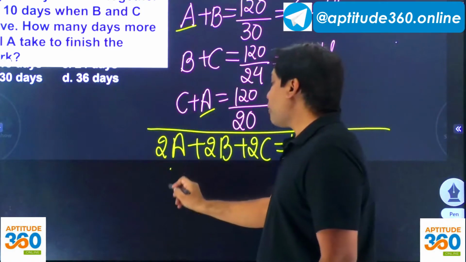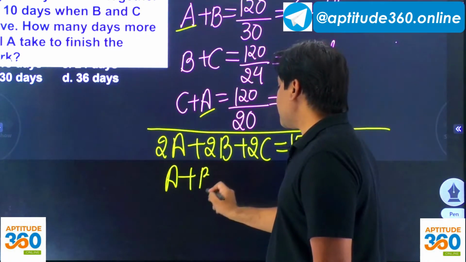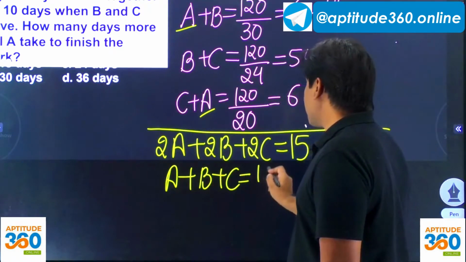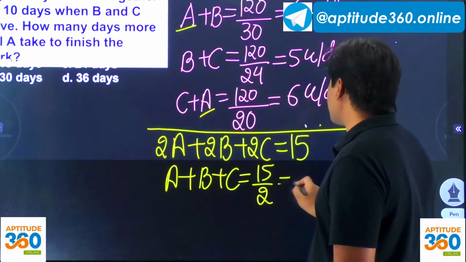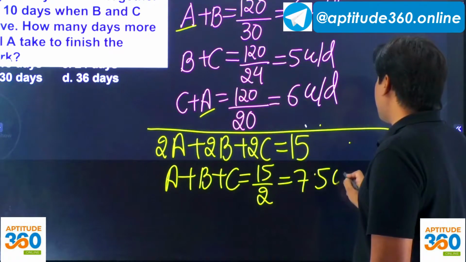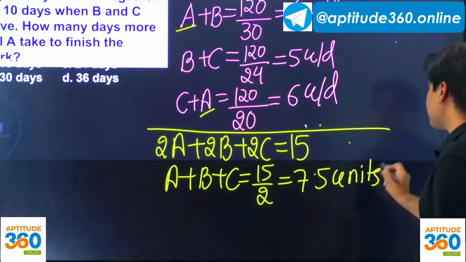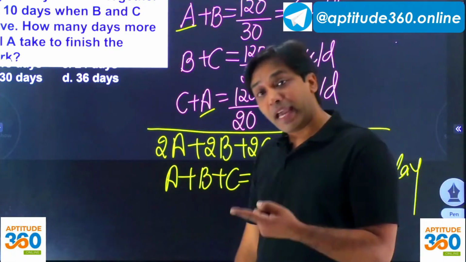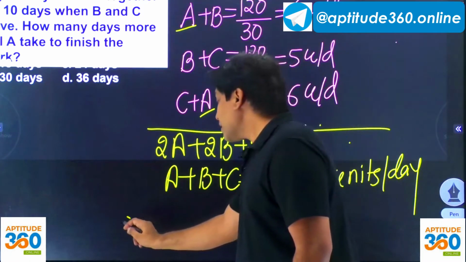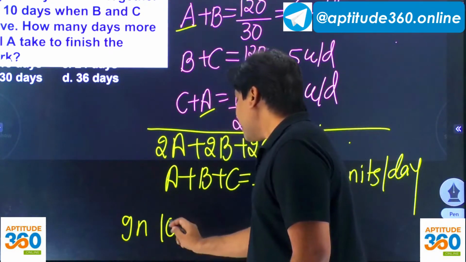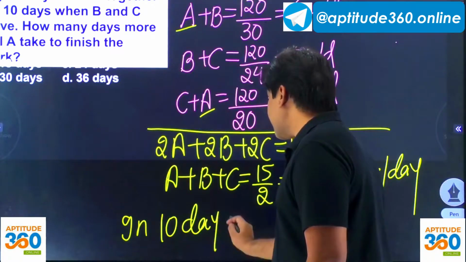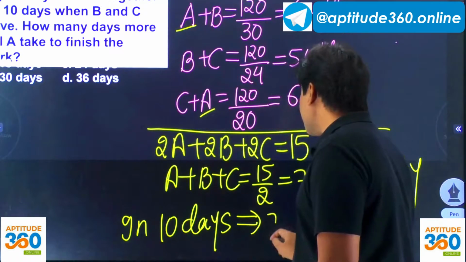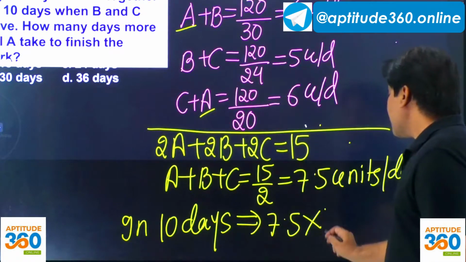So if you take 2 common out of it, it is coming out as A plus B plus C, which is coming out as 15 by 2, and that comes out as 7.5 units per day. बनी बात आपकी. And all of them are working for 10 days. So in 10 days, they would be doing how many units? In 10 days, they are going to be doing 7.5 into 10.